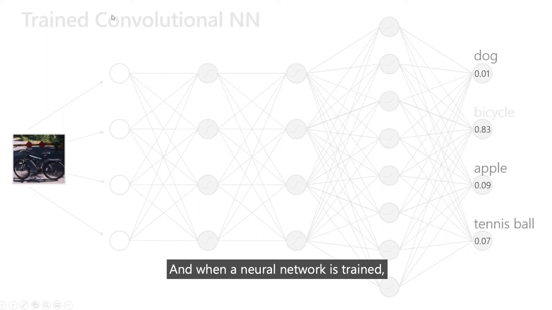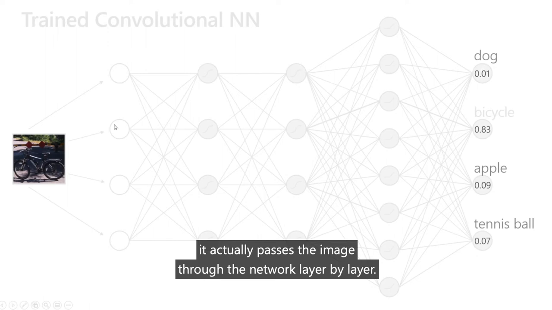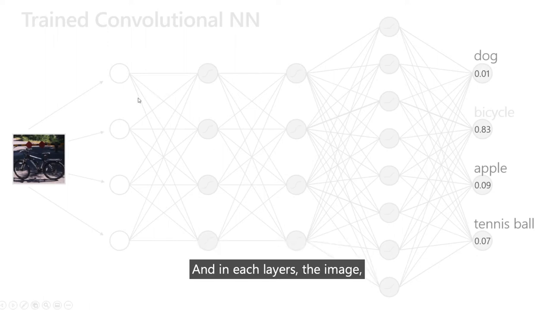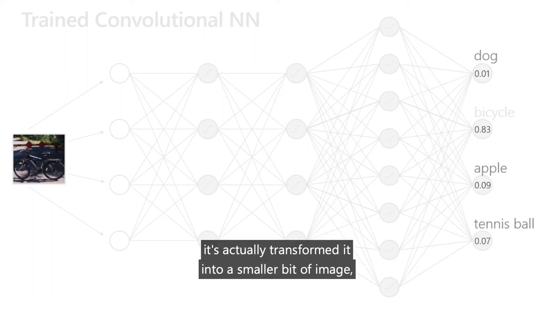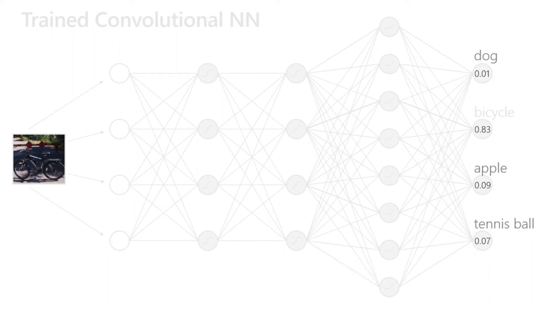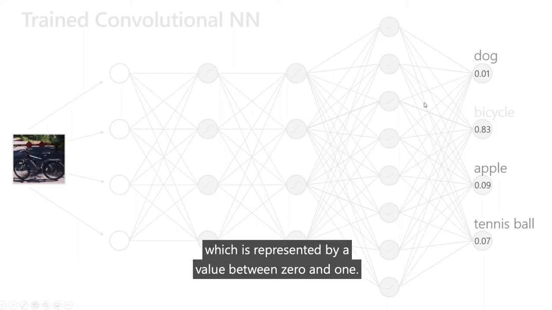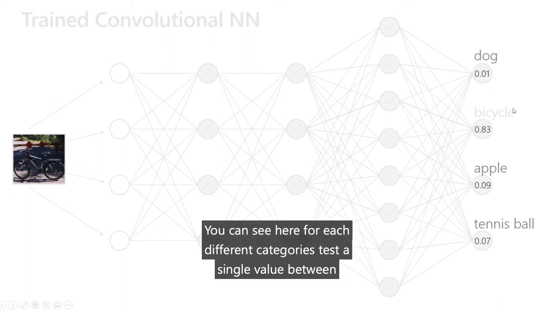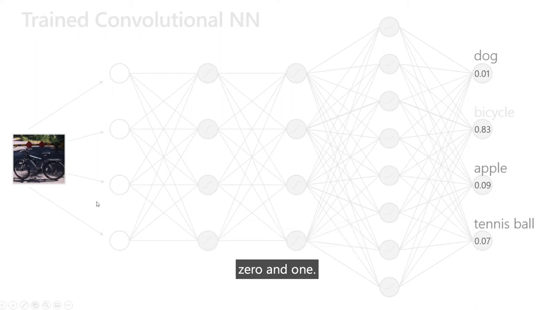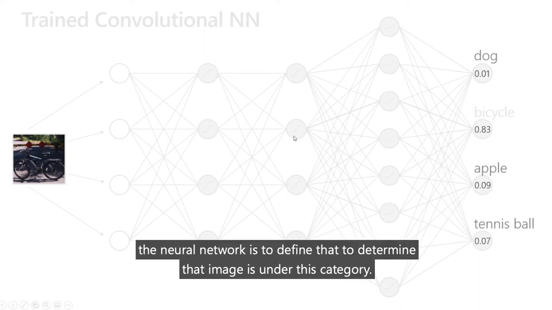When a neural network is trained, and I'll cover the definition of trained a little later on, it passes the image through the network layer by layer. In each layer, the image is transformed into a smaller and smaller image. On the far end, it turns into a single value between 0 and 1. You can see here that for each different category, there's a single value between 0 and 1. This is the confidence score representing how confident the neural network is in determining that the image is under this category.